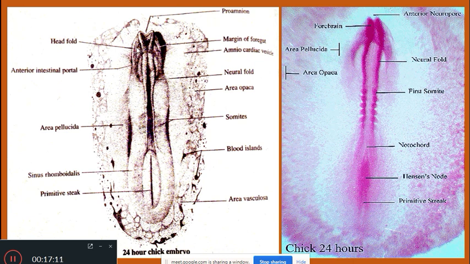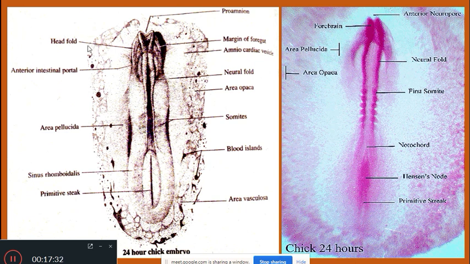So, there will be a space between the head fold and the remaining blastoderm, and that space is called the subcephalic pocket. That will be seen inside below this. So, the space between the head fold and the remaining blastoderm is called the subcephalic pocket. Okay.